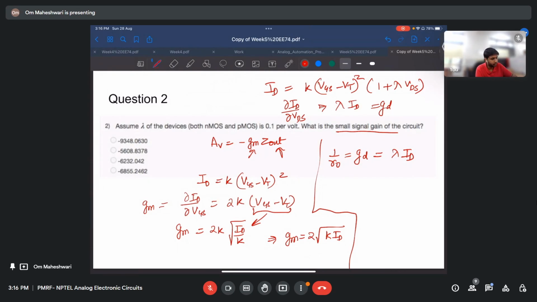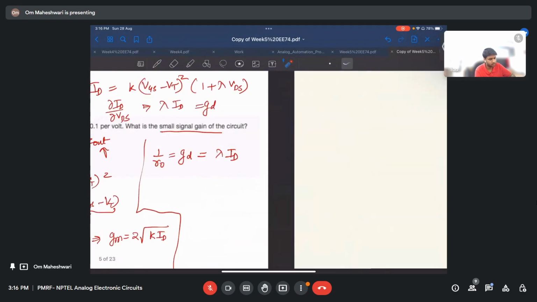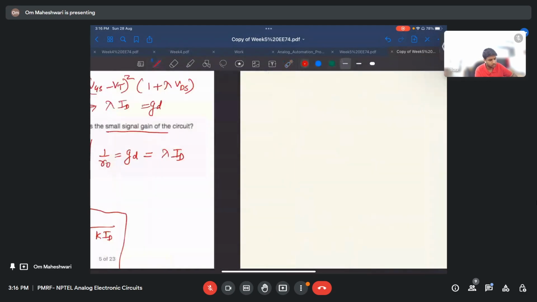So okay, now we know these formulations. Now let's try to find out this Zout first. The gm we already know, we know ID and K, so we can find gm. Let's find Zout.